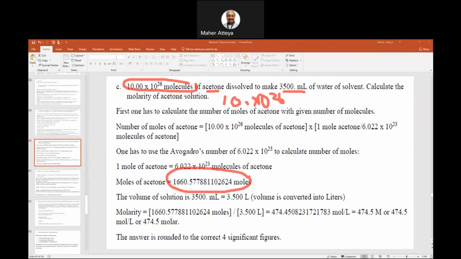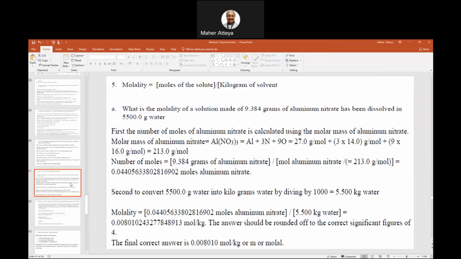So that's the number of moles you have, and then the volume is the liters given to you. That's the liters, 3.500, and you divide the moles by liters. This is 4 sig figs, correct? Your answer has to be 4 sig figs. So your answer is capital M, or mole per liter, or molar. So each unit is correct. As I said, you have to have those handy so you can follow.